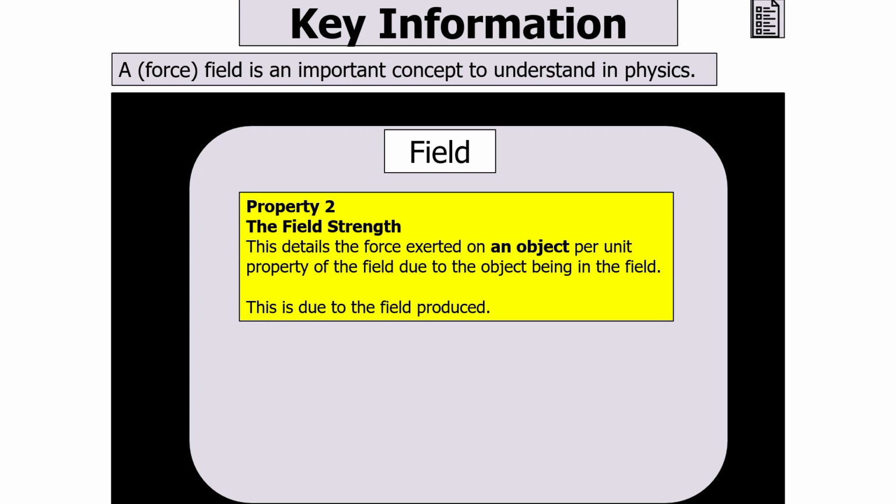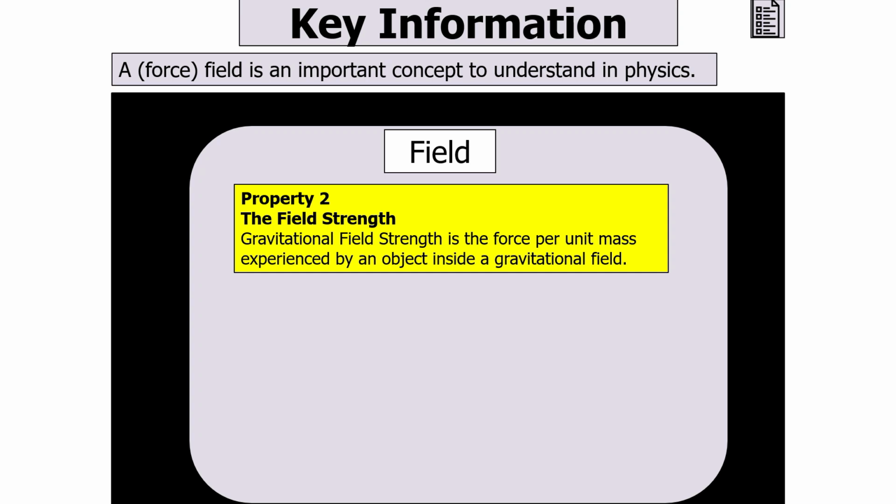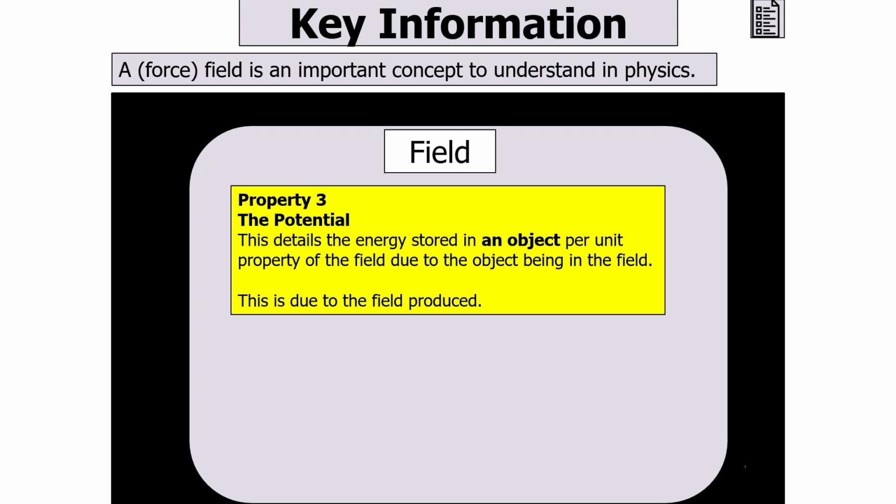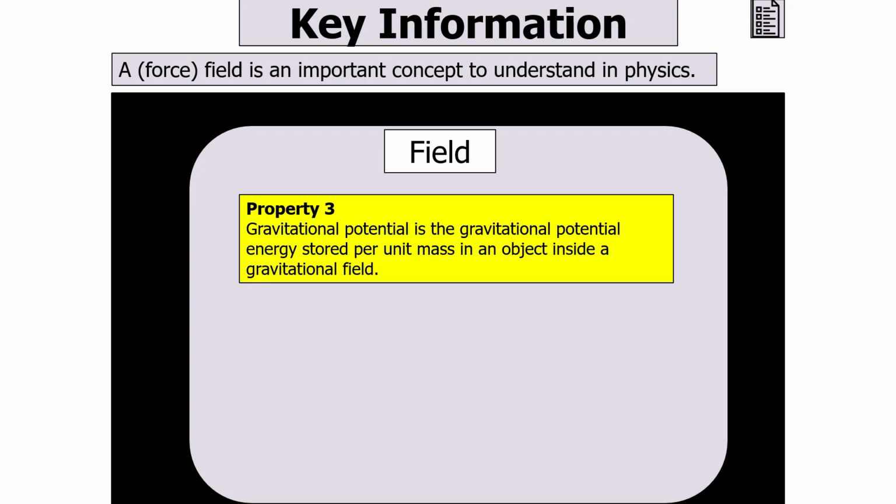The second property is field strength, and this details the force exerted on an object per unit property of the field due to that object being in the field, and this is down to the force the field produced. So, for example, our gravitational field strength is the force per unit mass experienced by an object inside a gravitational field. The third property is the potential, and this details the energy stored in an object per unit property of the field due to the object being in the field. Now again, this is once again due to the field being produced. So for example, gravitational potential is the gravitational potential energy stored per unit mass in an object inside a gravitational field.